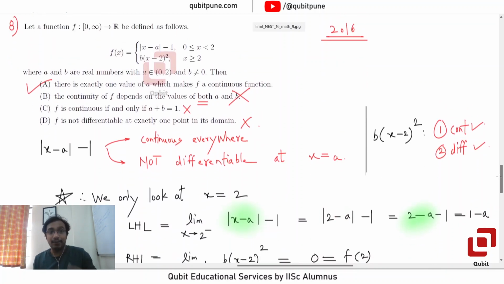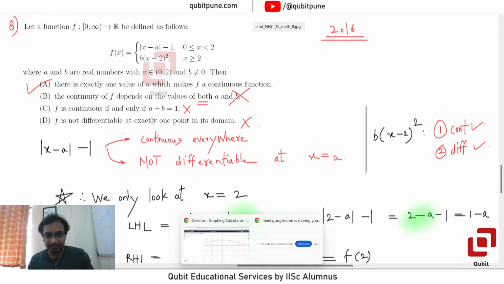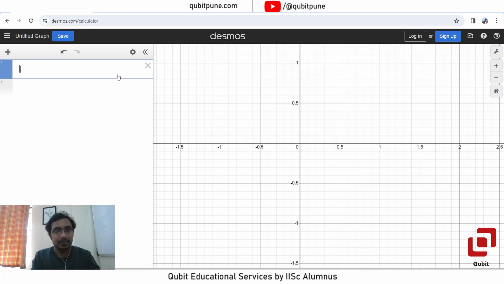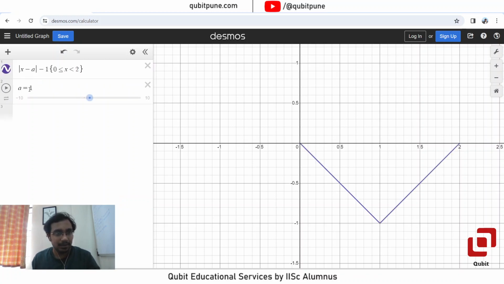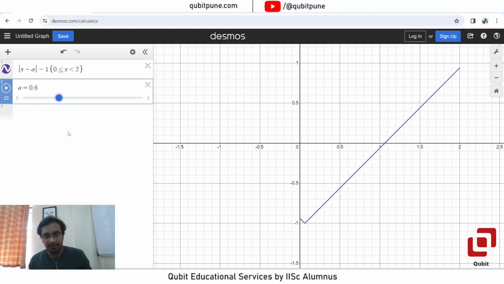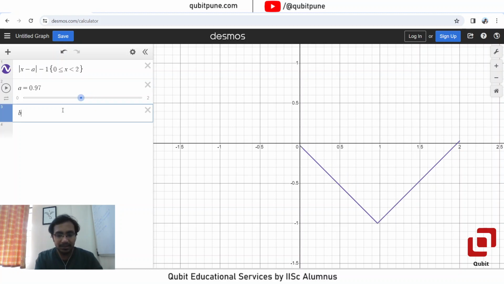Now one last part is remaining. We would like to see how this looks on a graph. Okay, mod x minus a minus 1, and we want this only between 0 and 2, and let's keep a between 0 and 2. So that is how the graph is going to look. And it is b into x minus 2 squared for x greater than or equal to 2.